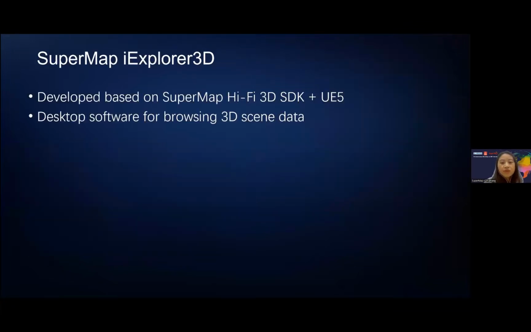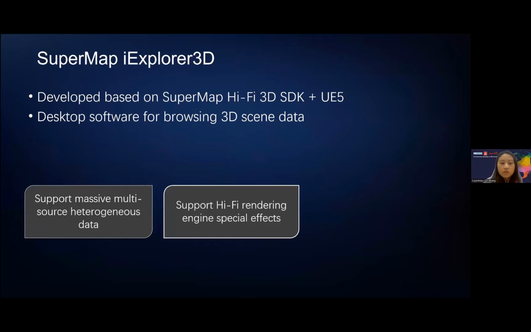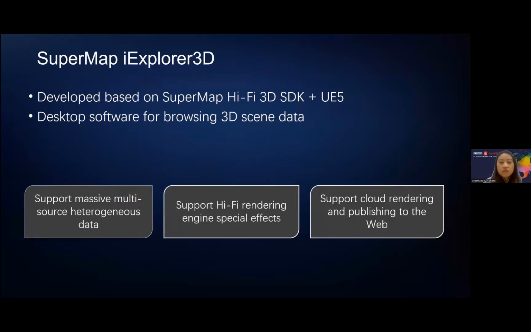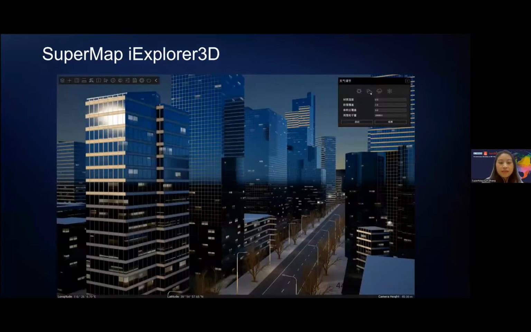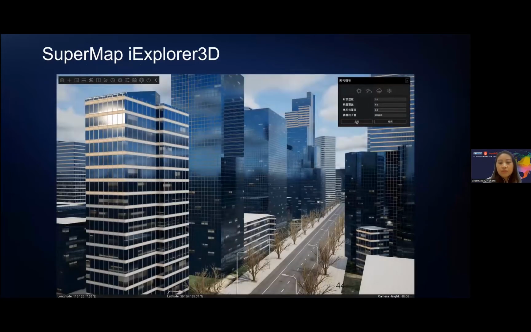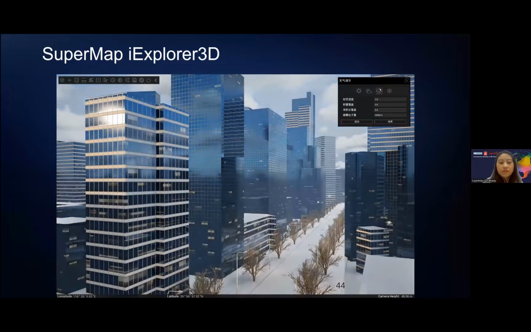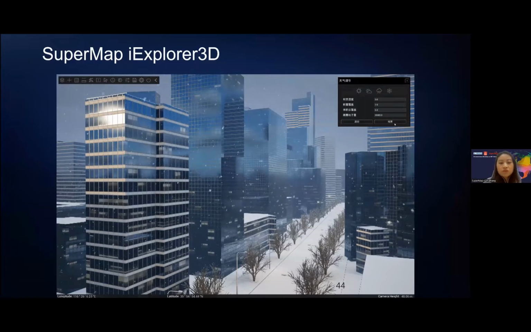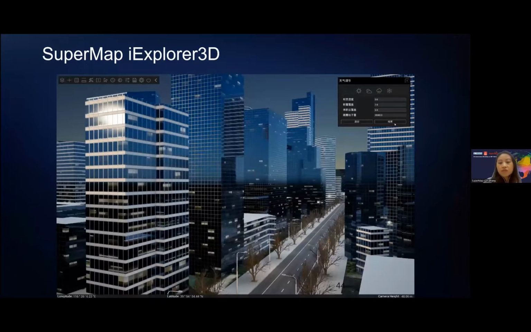The SuperMap iExplorer 3D is a lightweight and ready-to-use 3D browsing software, a desktop software developed based on SuperMap Hi-Fi 3D SDK and UE5. It supports massive multiple source heterogeneous data viewing, supports Hi-Fi rendering engine spatial effects, and supports cloud rendering and publishing to the web. It can flexibly set environmental parameters through the built-in interactive interface of the product, and combine the global lighting and post-processing capabilities of the game engine to create a more realistic 3D graphics base.